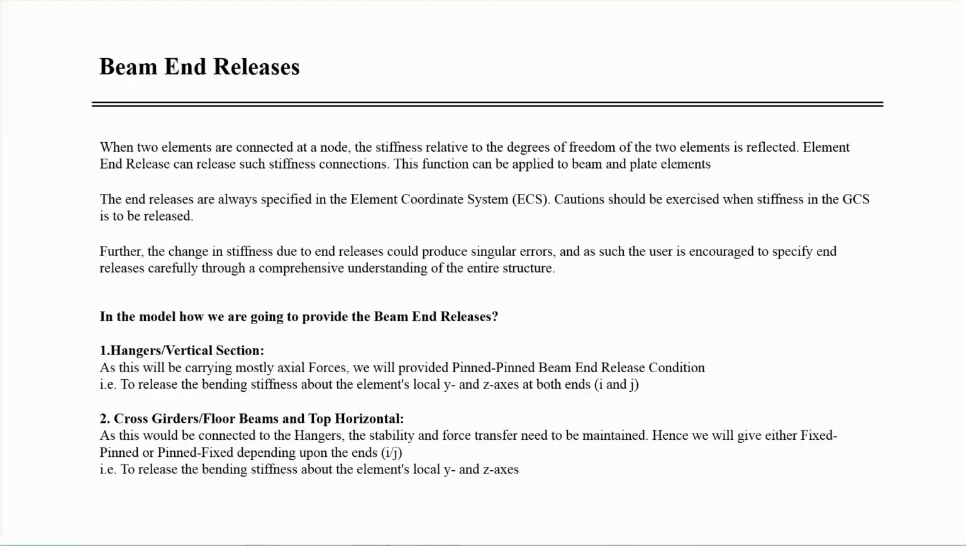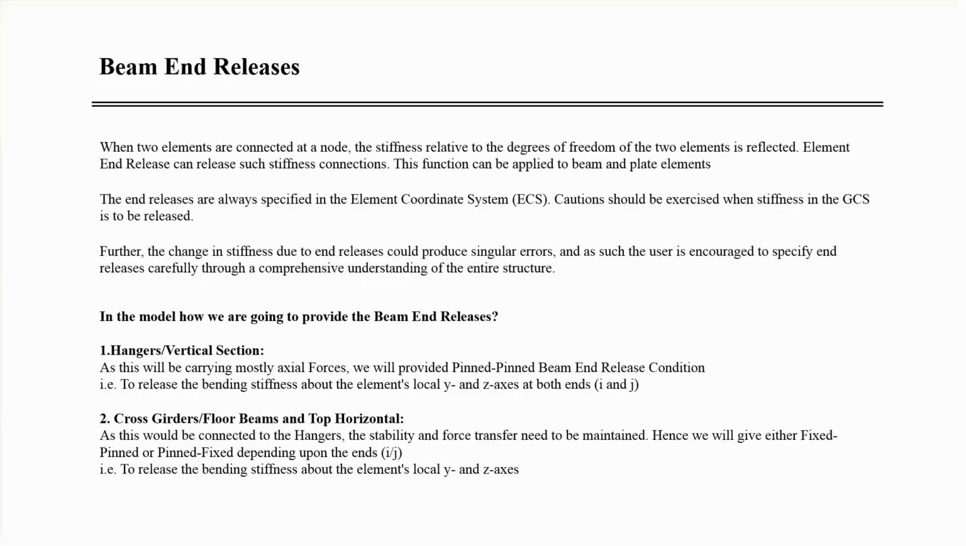Now this function can be applied for beam as well as for plate elements, and this is usually specified in terms of the element coordinate system. Before giving these releases, one should be very careful and should have an understanding of the entire structure, the behavior of that structure or particular members, because if we change the stiffness using these releases, it could produce singularity errors at those nodal locations if they are not given at the proper, specific location. So one has to understand the entire structure. So in our model, how are we going to provide the beam end releases?